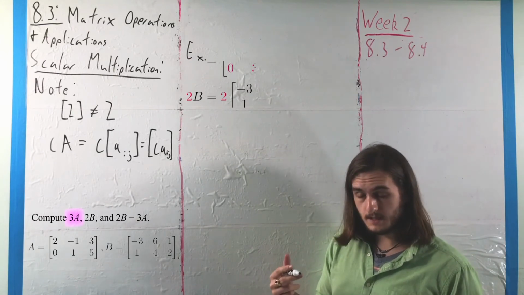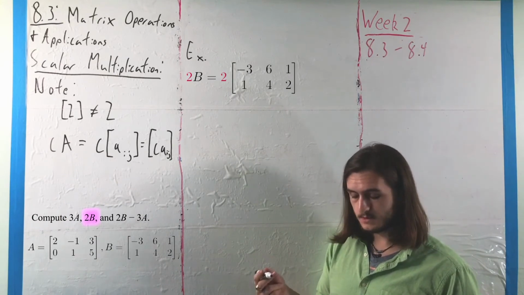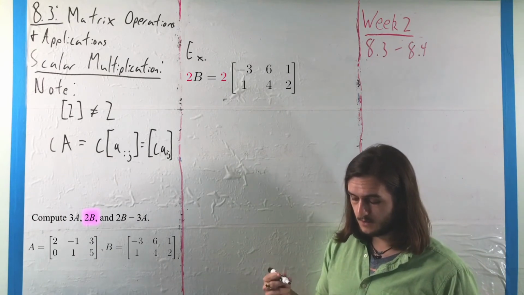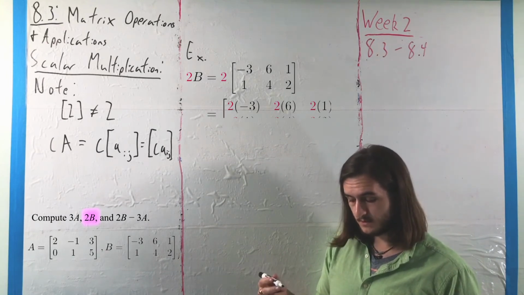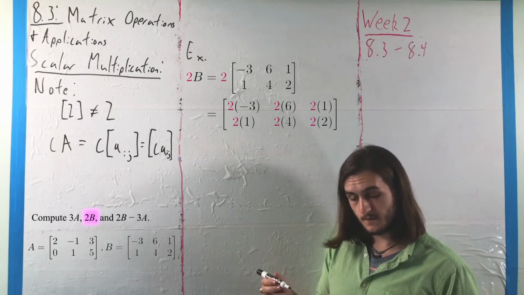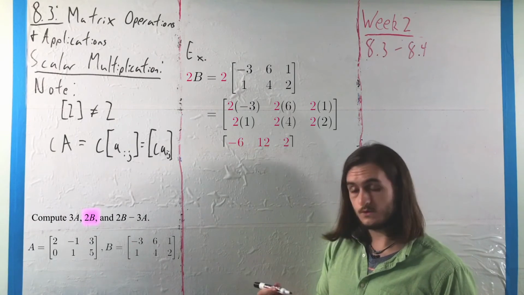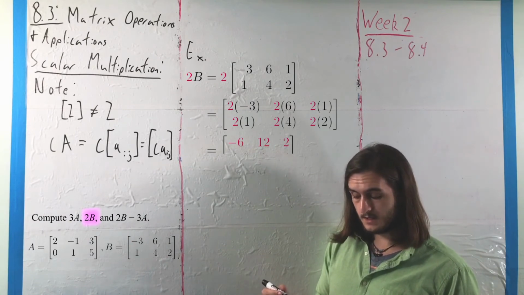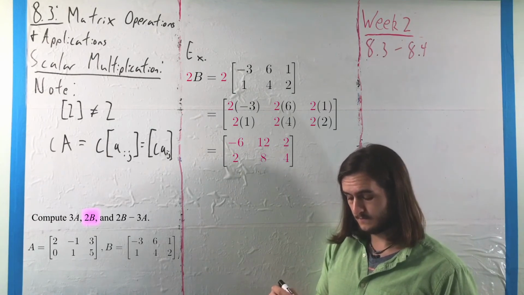Meanwhile, for 2B, we would have 2 times the matrix, which is 2 times -3, 2 times 6, 2 times 1, 2 times 1, 2 times 4, and 2 times 2. That gives -6, 12, 2 in the first row, and 2, 8, 4 in the second row.